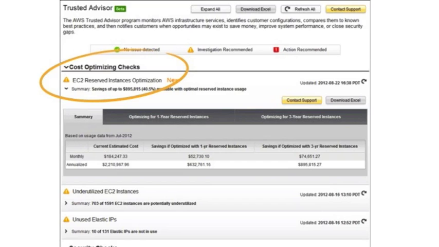So we want you to be cost optimized. It's more efficient for you. It means you'll do more with AWS. It means you'll be a happier customer. And these tools like Trusted Advisor really put the power and the knowledge in your hands to take those actions.